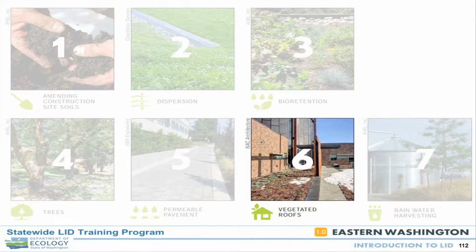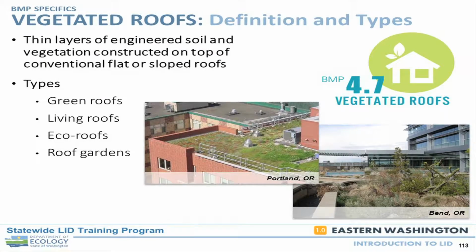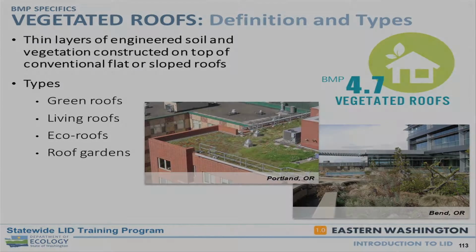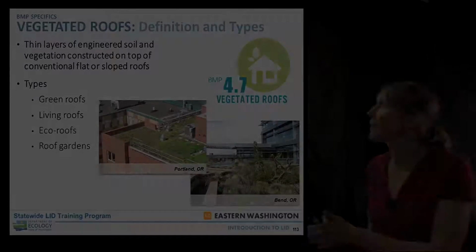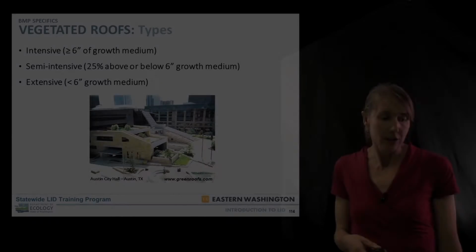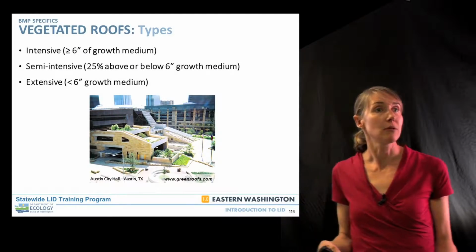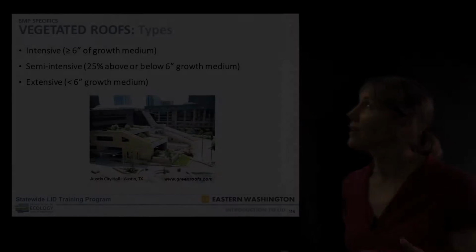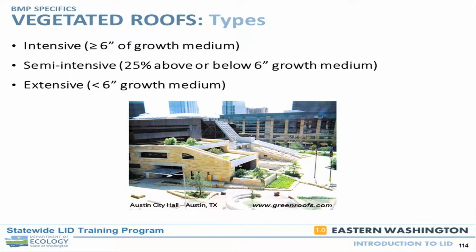Vegetated roofs are officially defined as thin layers of engineered soil and vegetation constructed on top of a conventional flat or sloped roof. We'll talk about the degree of slope that is acceptable to still consider it a vegetated roof. There are three different types of vegetated roofs: intensive, semi-intensive, and extensive. Basically, the difference is that they have different applications.